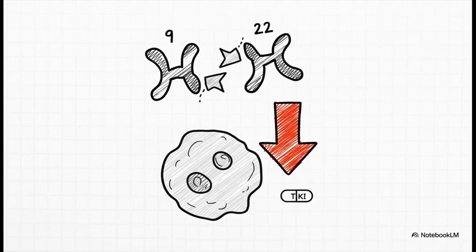Let's just highlight that last one because it's super high yield. The Philadelphia chromosome, that t(9;22) translocation, you probably know it from CML, right? But when you see it in a patient with ALL, it's actually a really poor prognostic sign. And it means you have to add specific targeted drugs called tyrosine kinase inhibitors to their treatment.